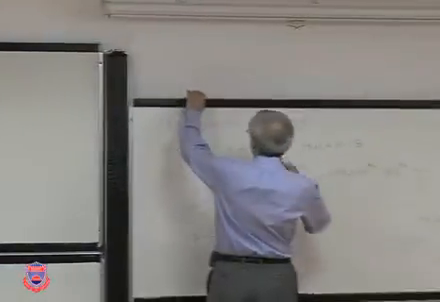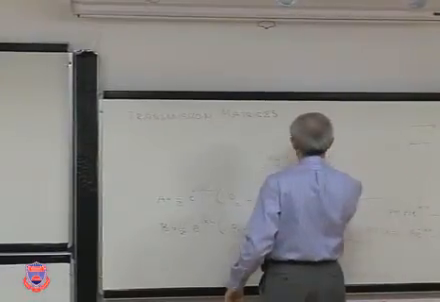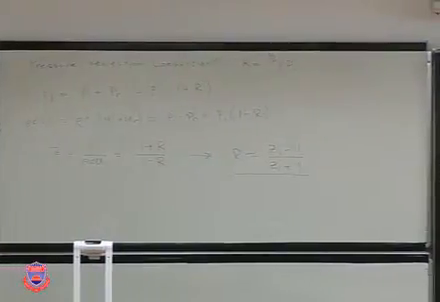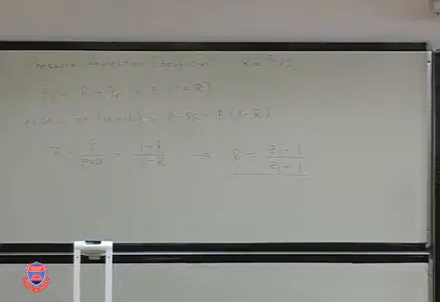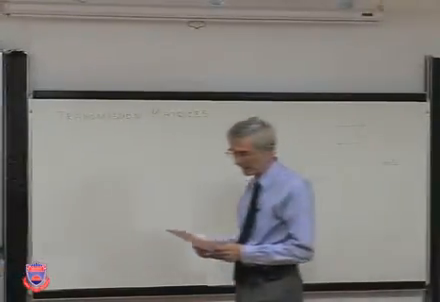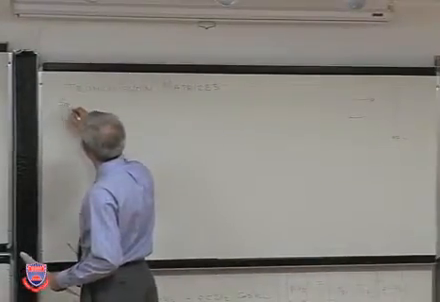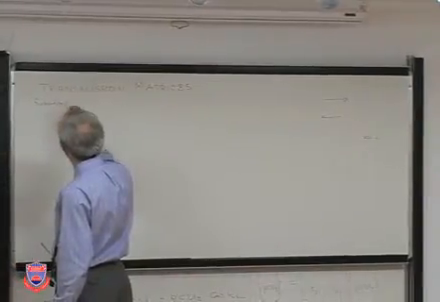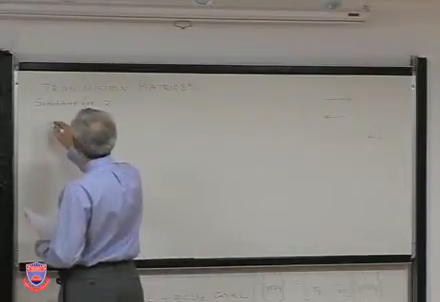Let me clean this. We already are able to express the impedance in terms of the transmission matrix. So if we substitute for Z1, we can now express the reflection coefficient.